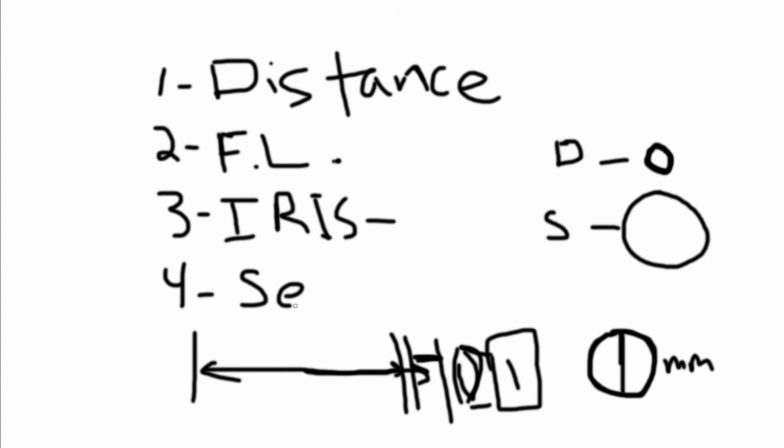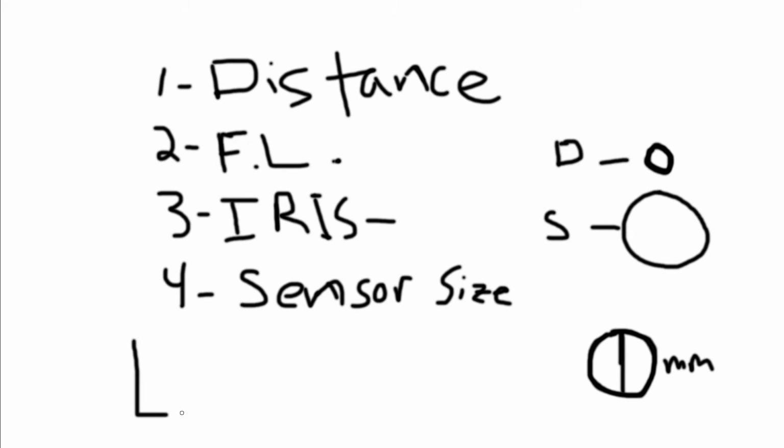Number 4, sensor size. Depending on the size of the film that you're using or the size of your sensor, you will have more depth of field with a smaller sensor. If we talk about a 35 millimeter sensor versus what we would call an approximate 16 millimeter sensor, the larger sensor is going to exaggerate depth of field. You're putting that depth of field over a larger area, and you're going to have less depth of field with a 35 millimeter sensor versus a 16 millimeter sensor.